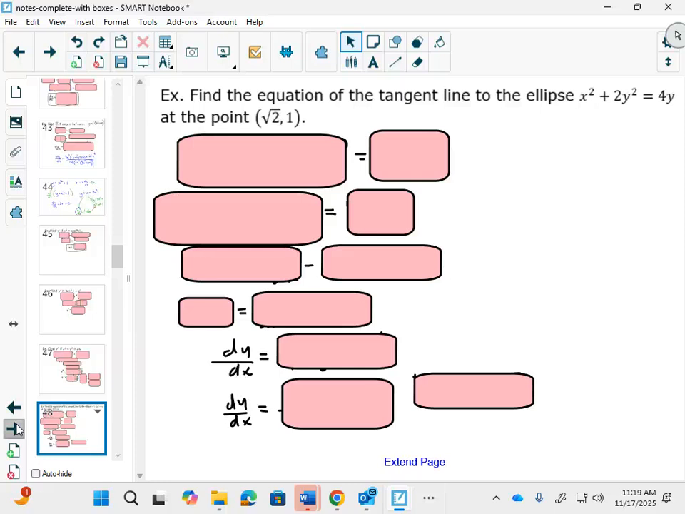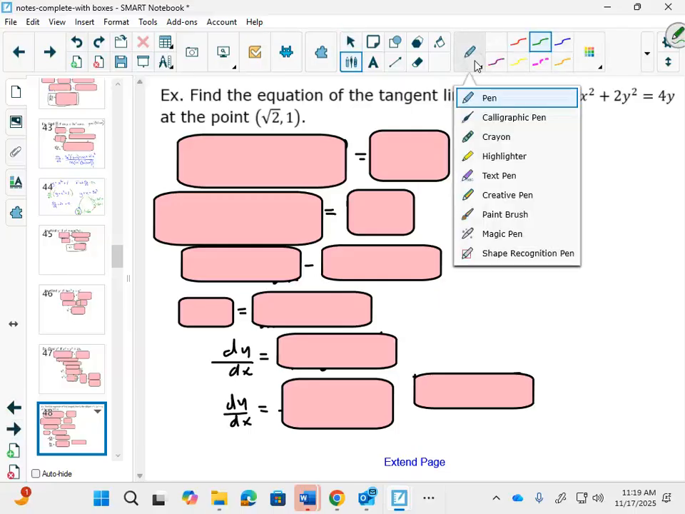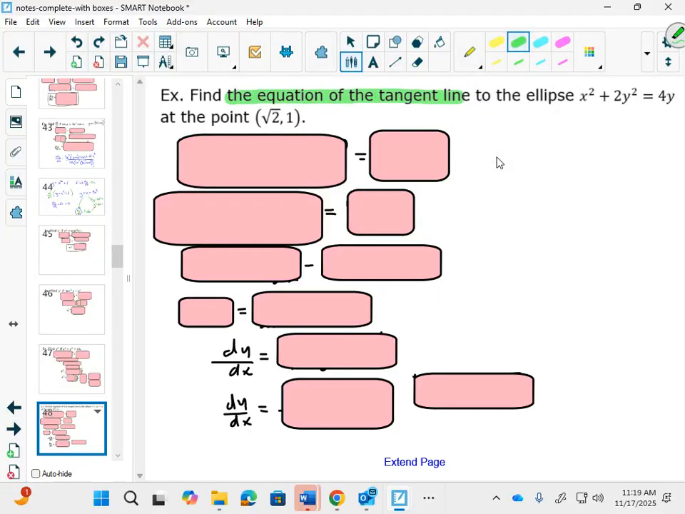So we'll do this one together, and then I'm going to let you try the last one on your own. So we want to find the equation of a tangent line. We have seen lots of questions that have started this way. Find the equation of a tangent line. What are you going to need to find an equation of a line? A point and a slope.